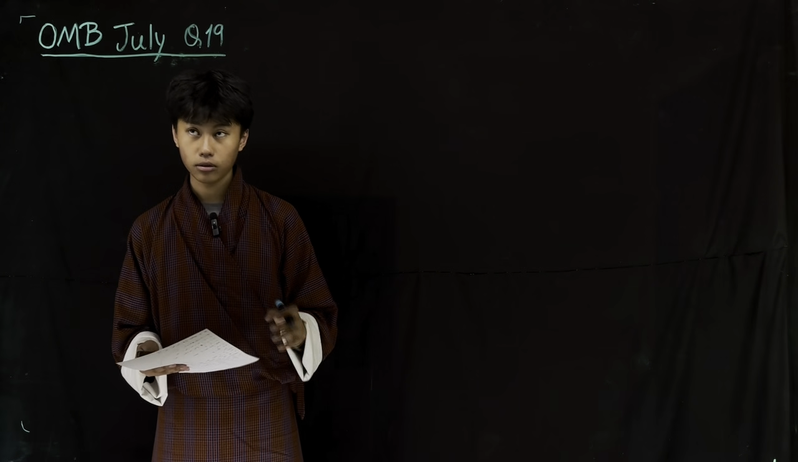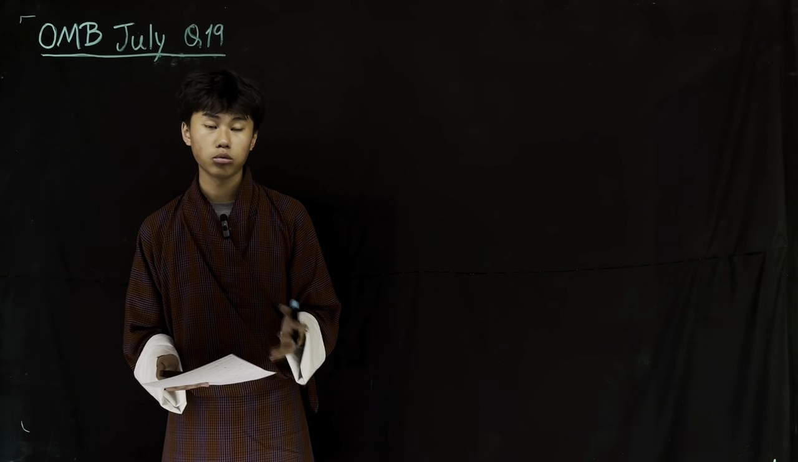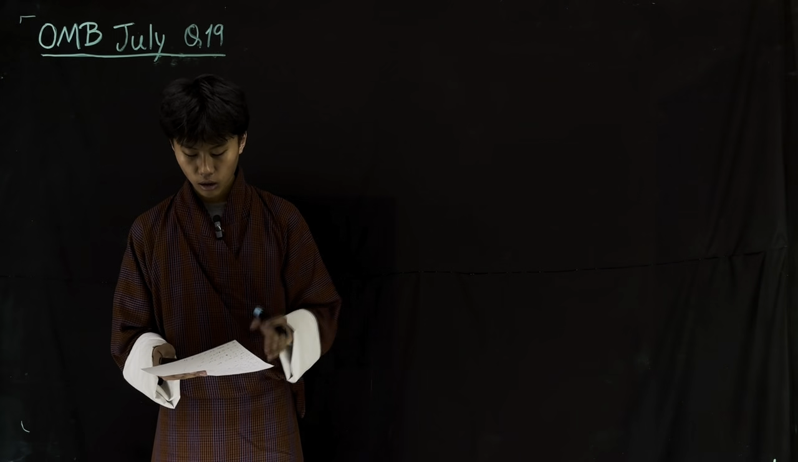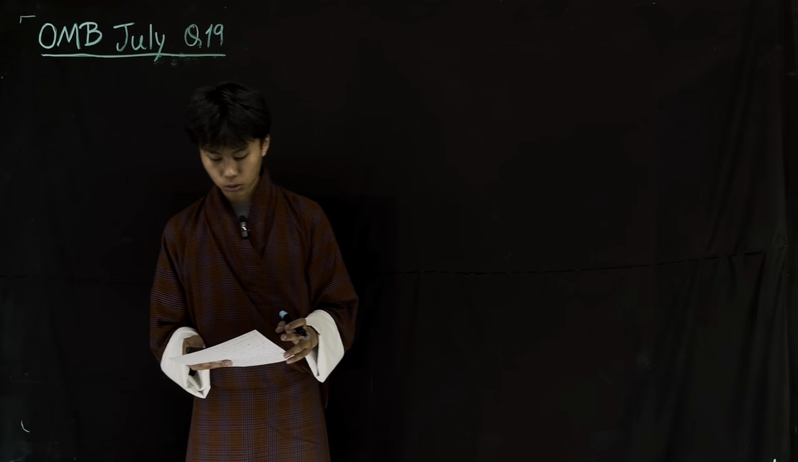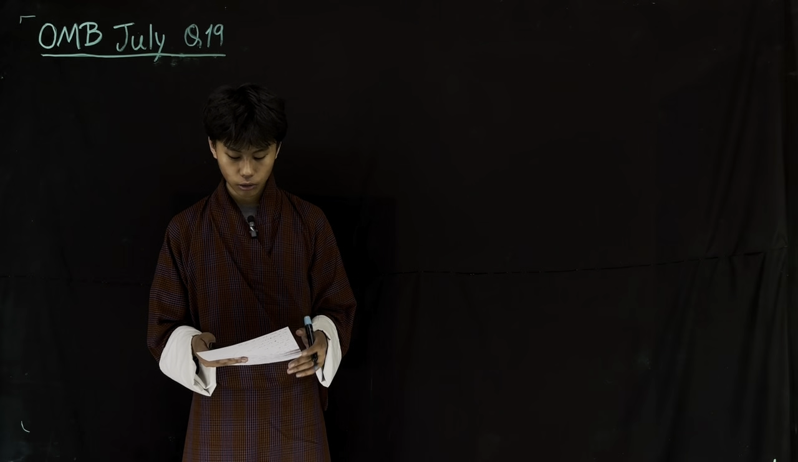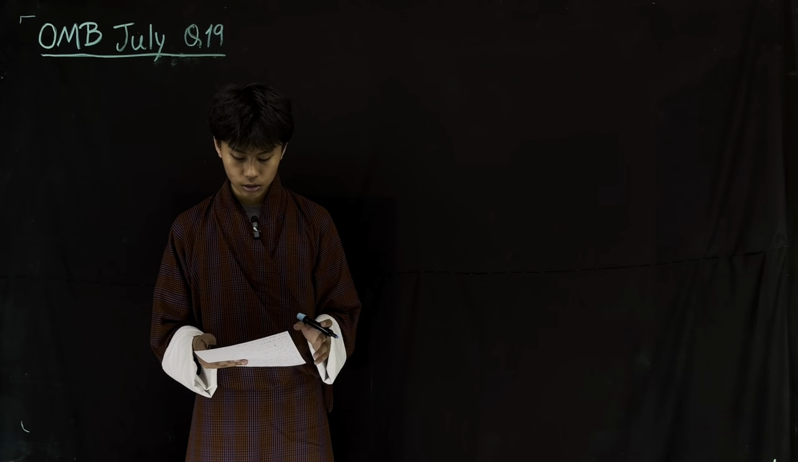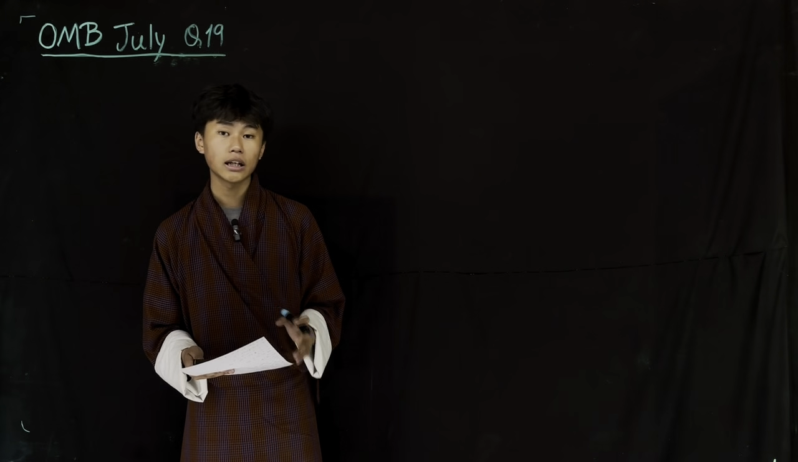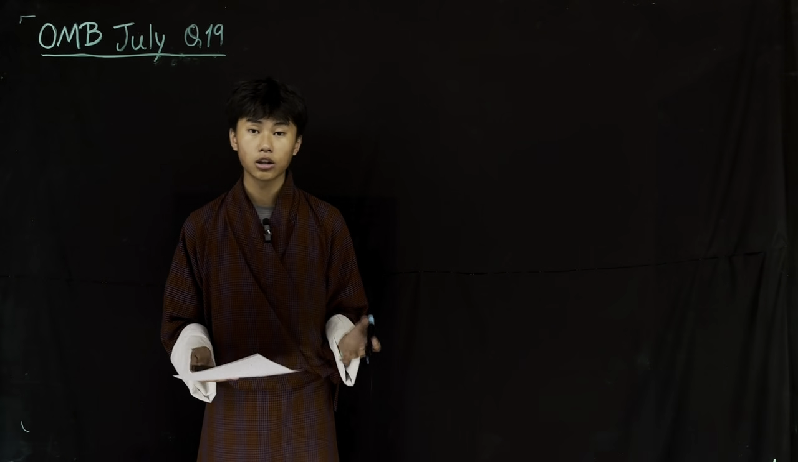The question for the July problem was: consider the set of integers from 1 to n. For every non-empty subset, we can calculate an alternating sum by arranging its elements from largest to smallest and alternating between addition and subtraction. Let's try to understand the question first. What is an alternating sum?